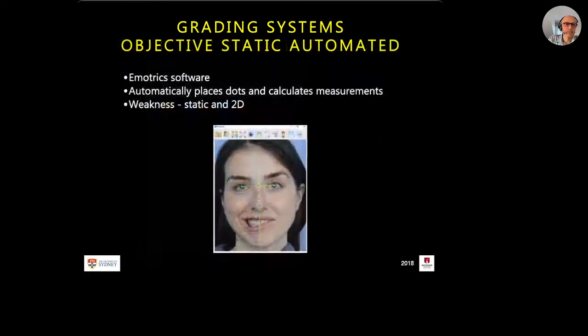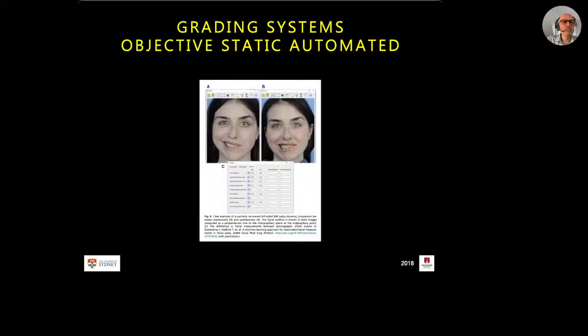It's not dynamic assessment. This has been objectified and automated with this software called Emotrix, which places dots at various levels in the pupil, along the brow, in the corner of the mouth, and can measure various height differences and angle differences to, in a static assessment with 2 dimensions, at least try and automatize the system and record it reliably in software. So you can see here in a publication from 2018, demonstrating on the left-hand side pre-op and on the right-hand side post-operative treatment or recovery of the facial nerve, and how it can be quantified in this sort of software called Emotrix.